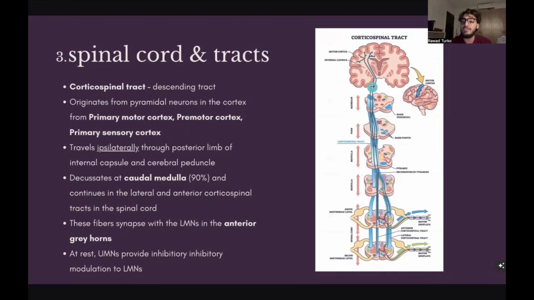Now, once it's coming down from the cortex, the corticospinal tract is going to descend or travel ipsilaterally through the posterior limb of the internal capsule and the cerebral peduncle. You should know that it's through the posterior limb.